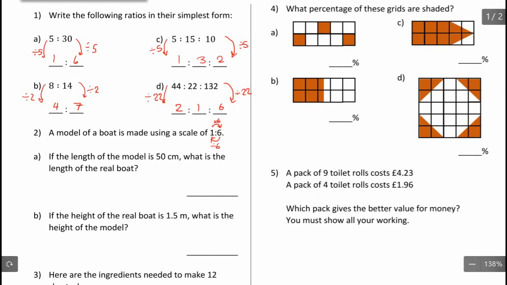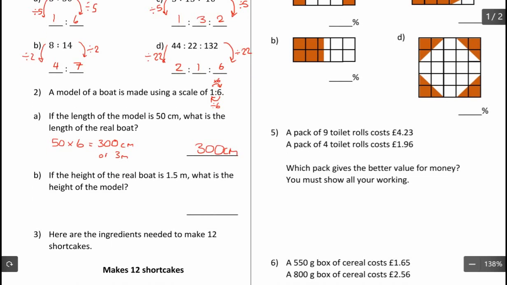Okay, so if the length of the model is 50 centimeters, the real boat will be 50 times 6, 300 centimeters or 3 meters. It doesn't matter which answer you put down there because it doesn't say in the question which it needs. If the height of the real boat is 1.5 meters, what is the height of the model?